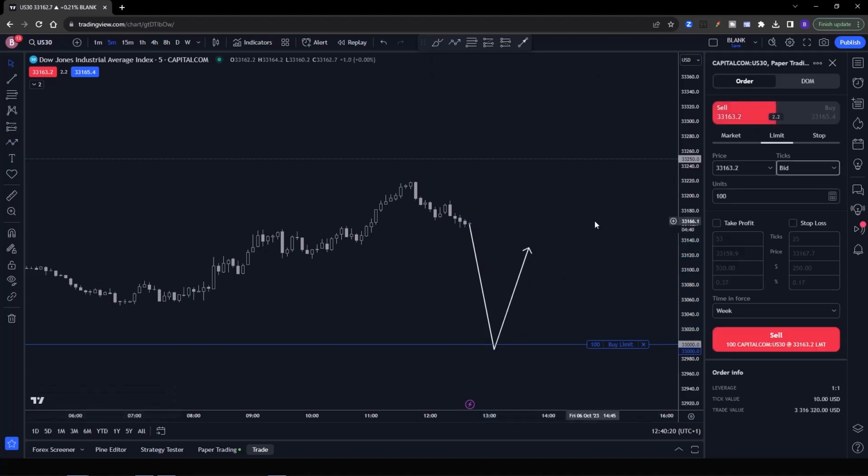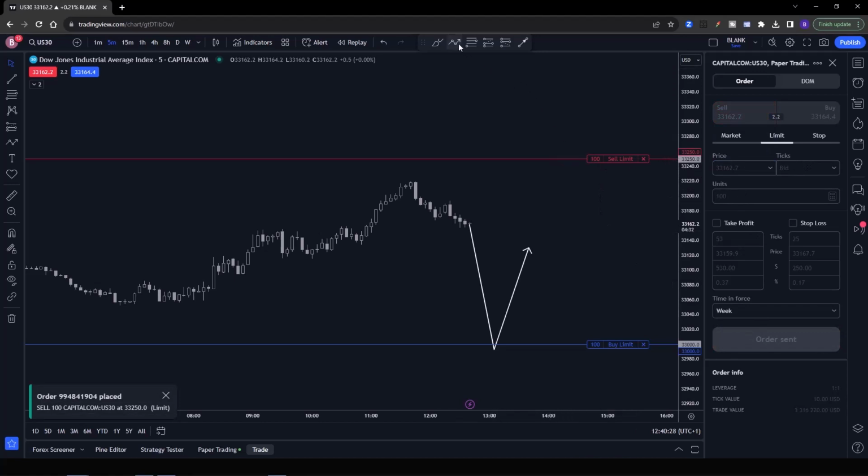A sell limit then, as I'm sure you've guessed, is exactly the same. So if we set it at 33,250 and we press sell, so now we have our sell limit, and this one we want price to come up from where it currently is, reach our level, and then bounce down to make us a nice profit. And that's how you use buy and sell limit orders.